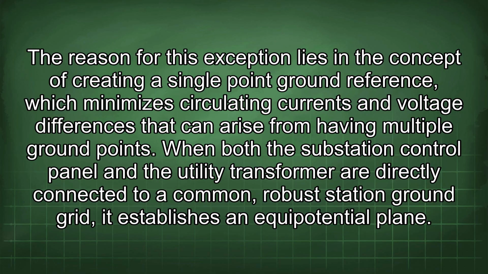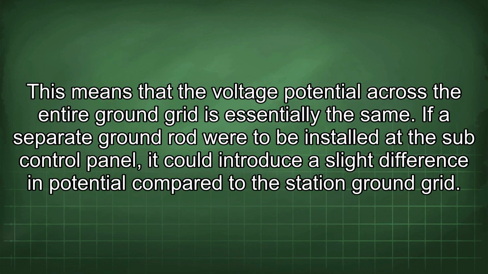When both the substation control panel and the utility transformer are directly connected to a common, robust station ground grid, it establishes an equipotential plane. This means that the voltage potential across the entire ground grid is essentially the same.